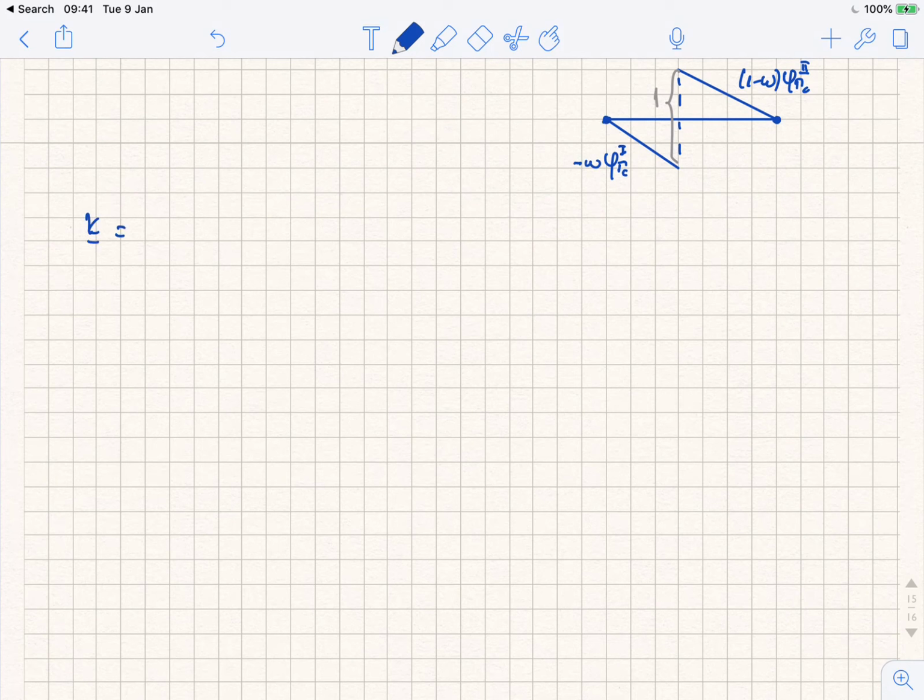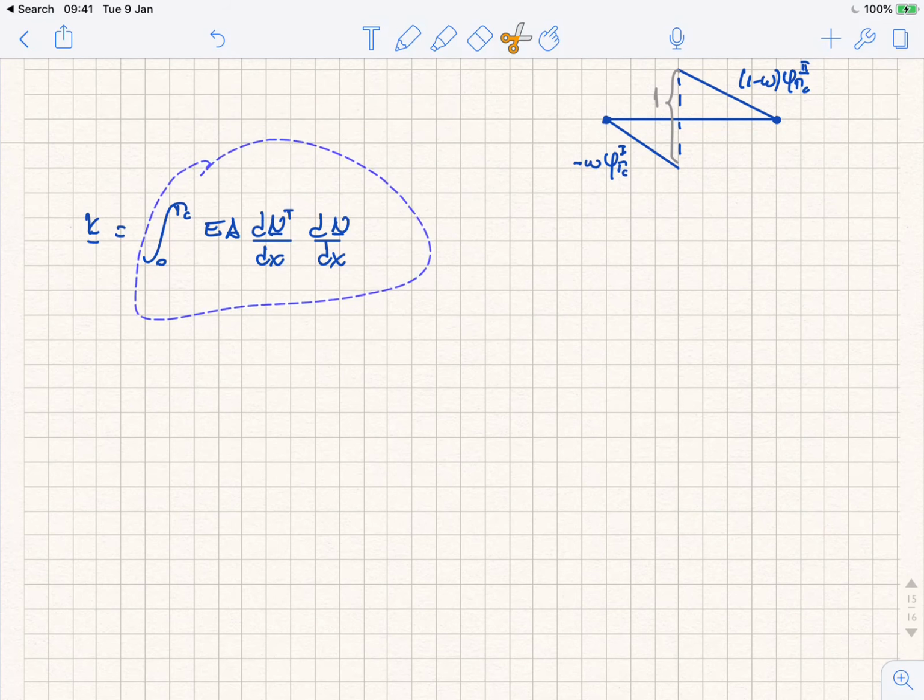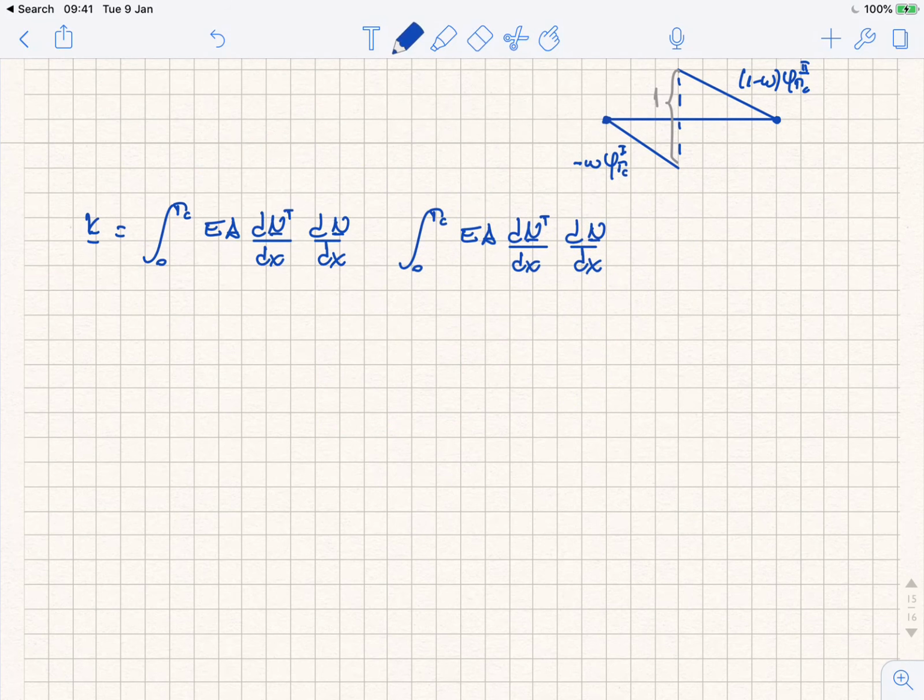So we divide that bar in integration elements, and then our stiffness matrix is going to be written like this. So you have dN/dx transpose dN/dx, and then there is going to be the second term that is very similar to this, only that we are integrating from gamma C to L, and I'm missing the dx here.